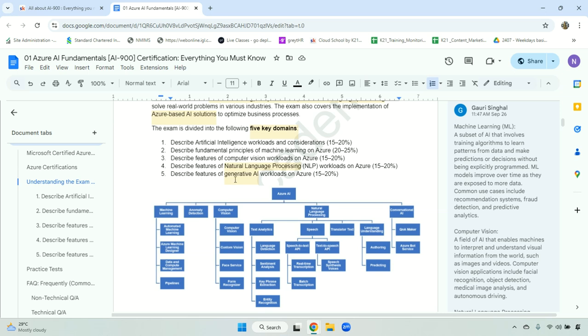Then the next domain is describing features of generative AI workloads on Azure, which again has 15 to 20% weightage. Now what this weightage means is you can expect around 15 to 20% of the questions from this particular module, and in the same way 20 to 25% from another module, like that. This is what the weightage talks about.